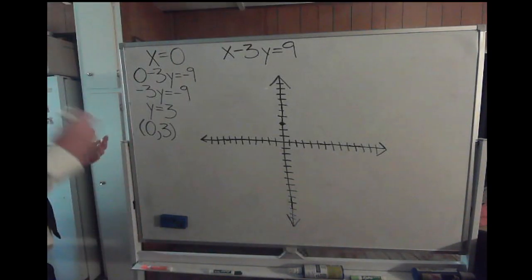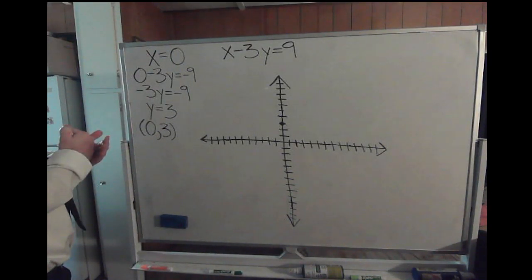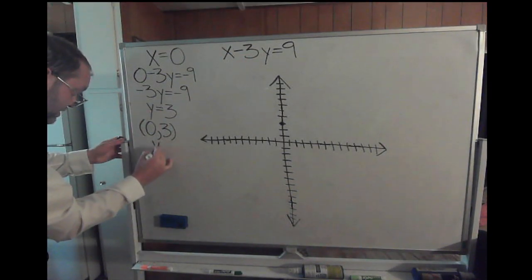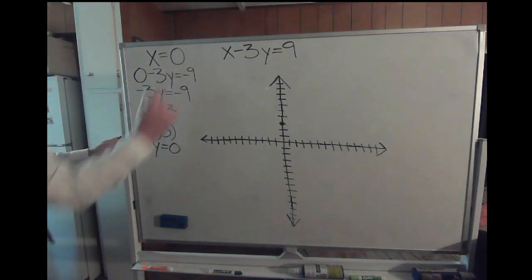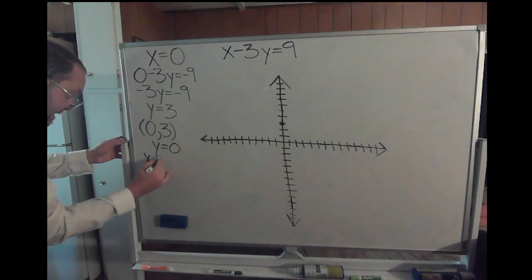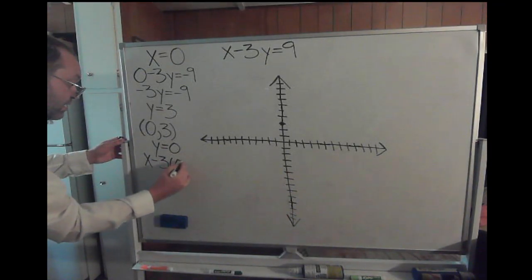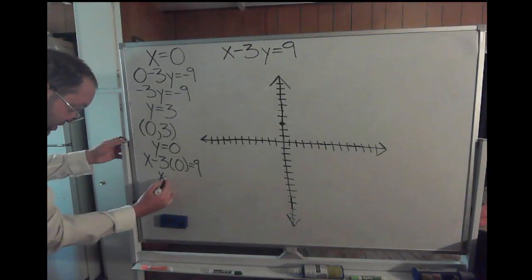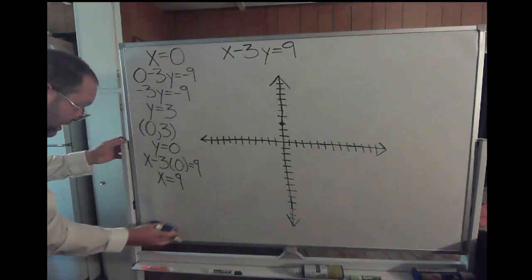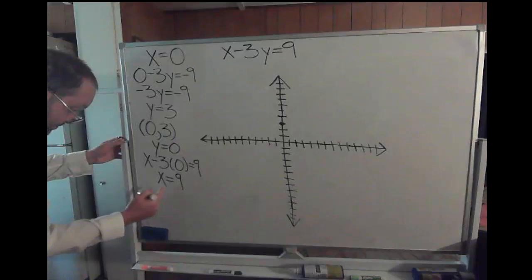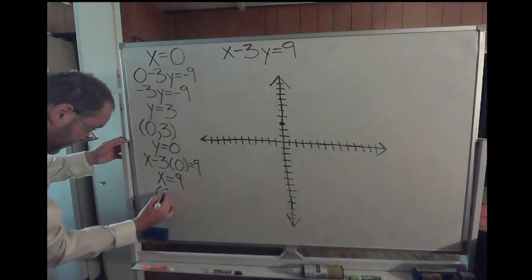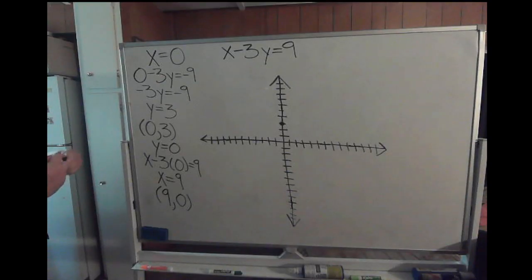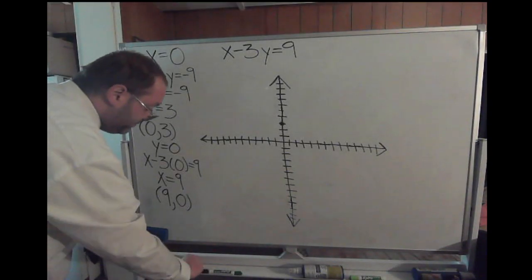Now let's do the opposite. Let's find the x-intercept. So you got to set y equal to 0. So let's go ahead and set y equal to 0. You'll put that into your equation. You'll have x minus 3 times 0 equals 9. Well, 3 times 0 is 0. You'll literally just get x equals 9, which would give you the ordered pair 9, 0. So you have your second ordered pair of 9, 0.